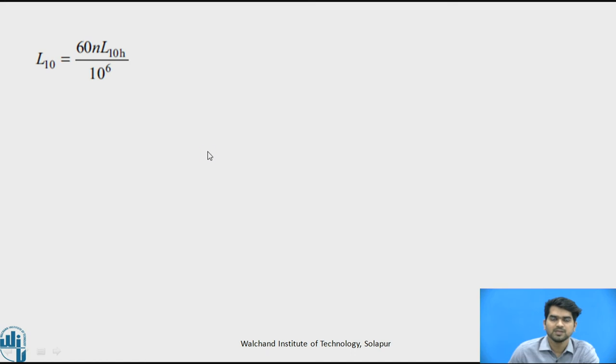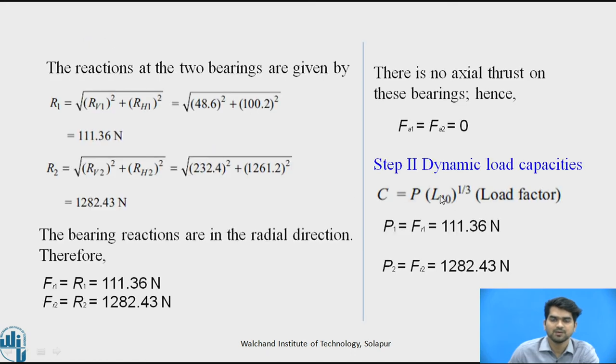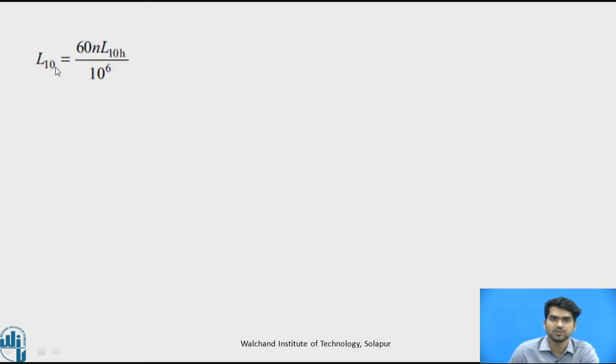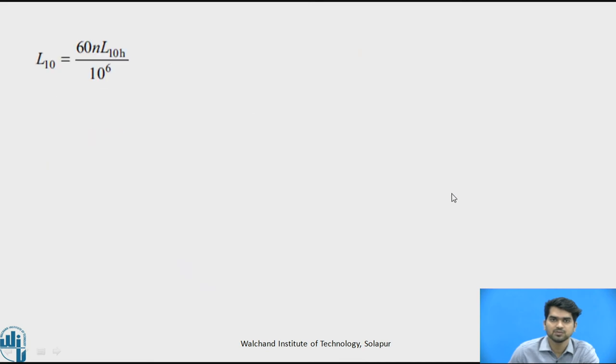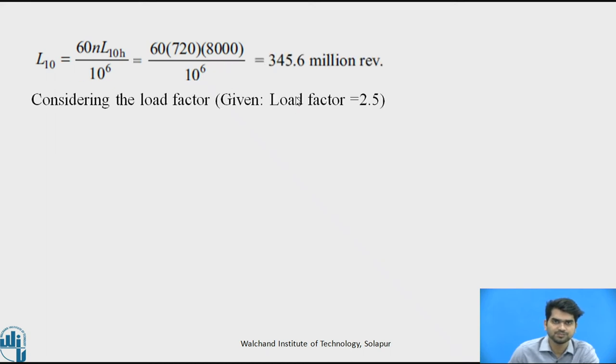They have given us the life of the bearing in hours. We have to convert the life of the bearing from hours to million revolutions, because we have to put in the rated life of the bearing in million revolutions. This is the correlation between the rated life of the bearing in million revolutions and the life of the bearing in hours. They have given us 8000 hours, just put in this value and you will get the value of L10, the rated life of the bearing in million revolutions.